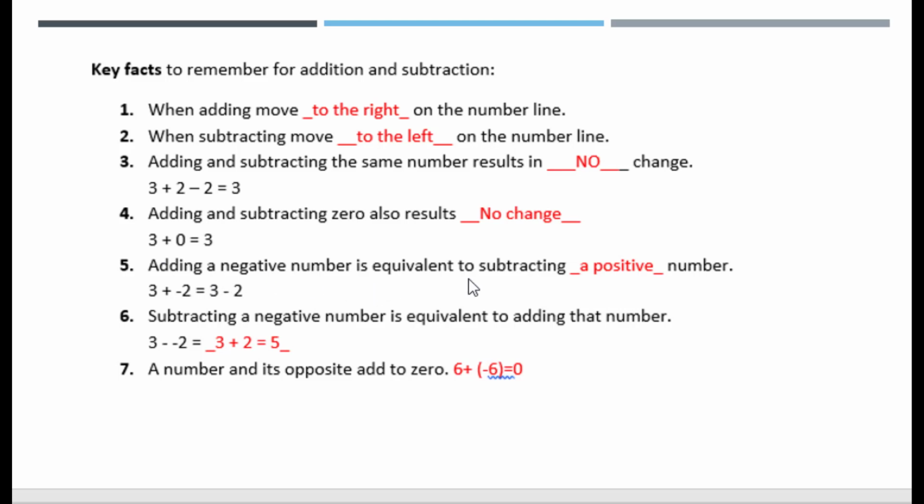Adding a negative number is equivalent to subtracting a positive number. So there's adding a negative number, and that's the same thing as this, 3 minus 2. Subtracting a negative number is equivalent to adding a number. That's with those two negatives here, right? This is the same thing as this. And a number and its opposite, like 6 plus a negative 6, add to 0, which is a key idea we're going to use right now.